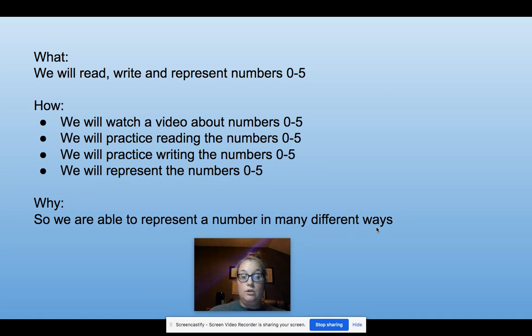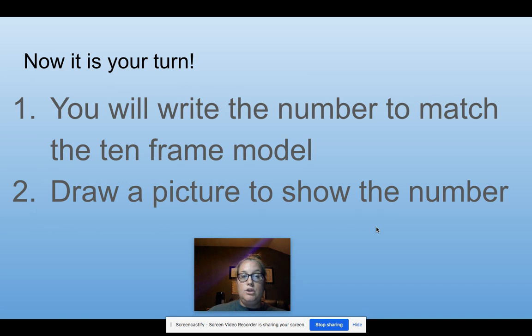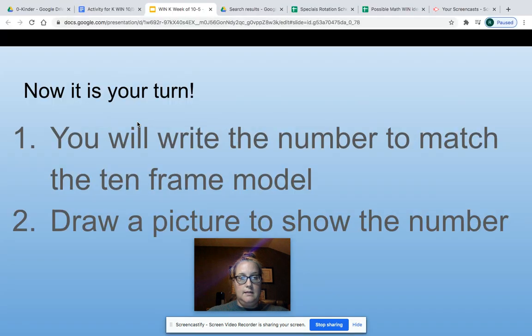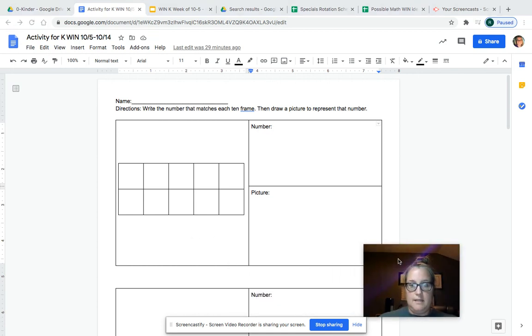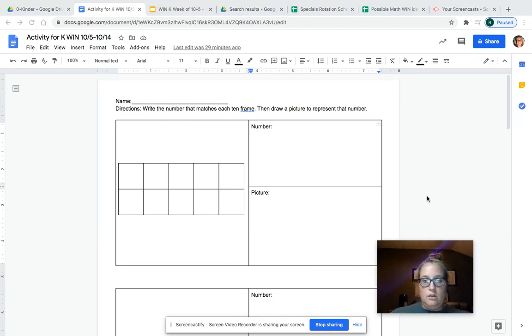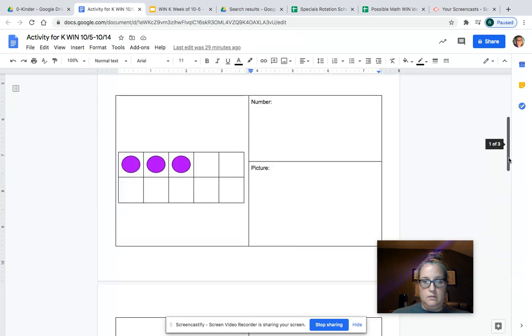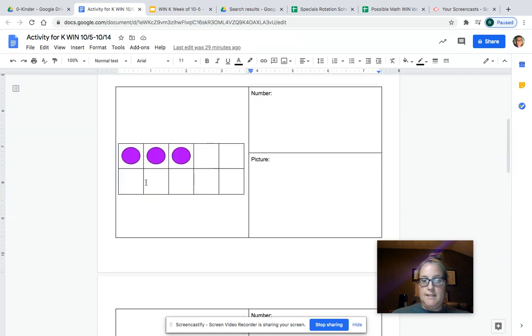So here's what you are going to do. You are going to have a page that looks like this. Actually, it's a couple of pages, and that's okay. What you are going to have to do is look at this 10 frame that I made, and decide how many are in there, and write that right here. So if I look at this example, I'm going to go 1, 2, 3. And in the part where it says number, I'm actually going to write the number 3.